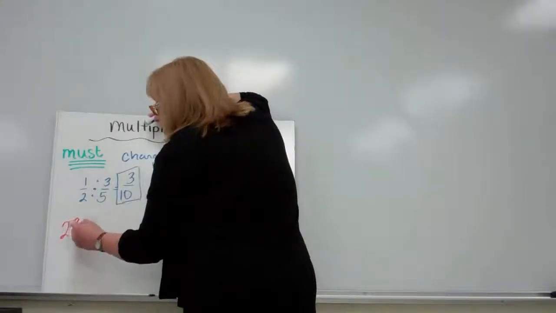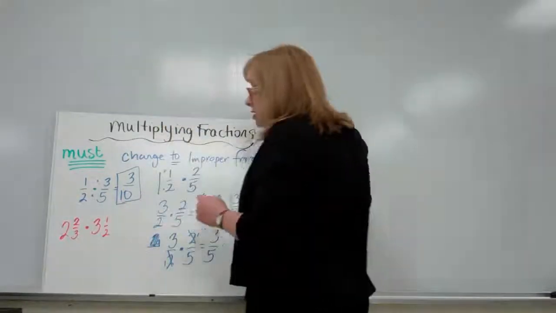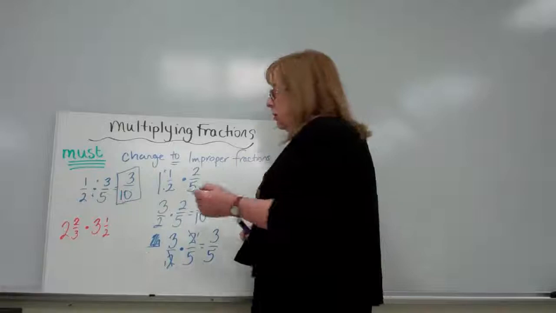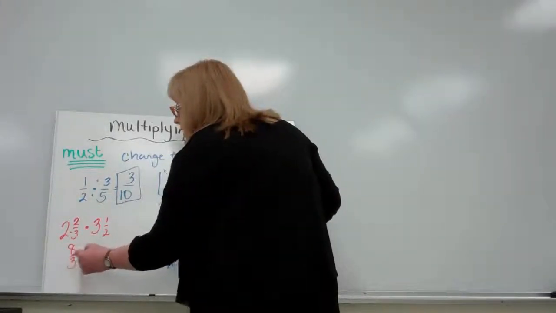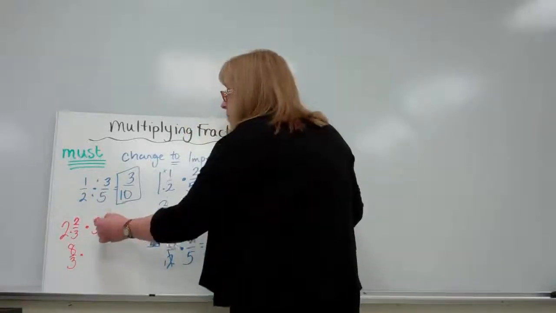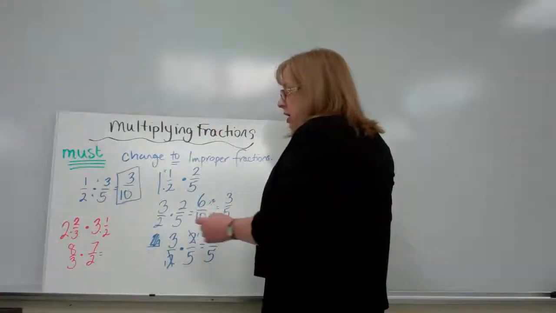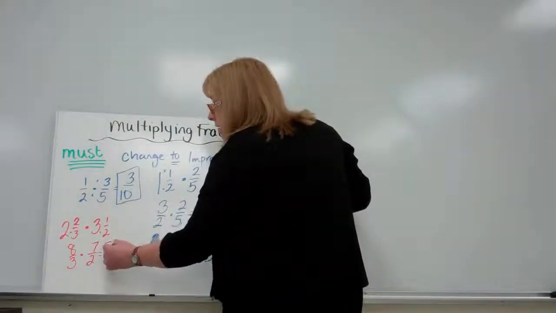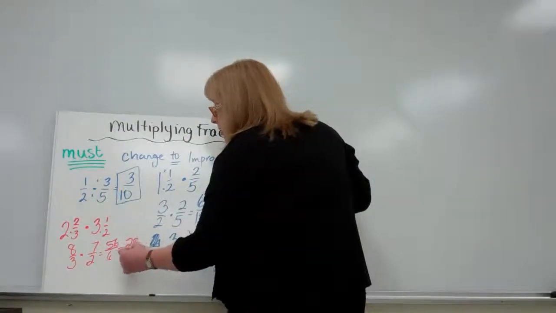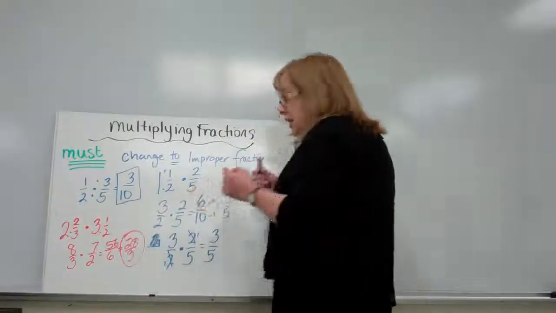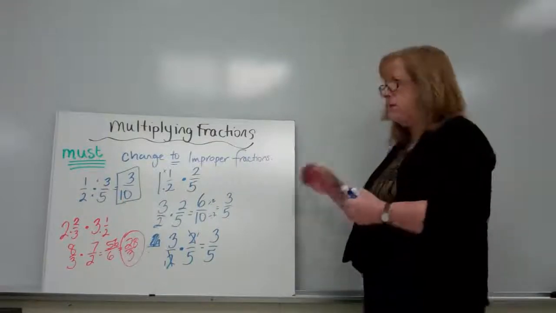Alright, 2 and 2/3 times 3 and 1/2. Okay, so again, these both have to be changed into an improper fraction. 2 times 3 is 6, plus 2 is 8 over 3, times 3 times 2 is 6, plus 1 is 7 over 2. And then we could cancel that, but we're going to have 56 over 6, and that's going to be 28 over 3. Or we can leave it like that, or we can change it to a mixed number, sorry.